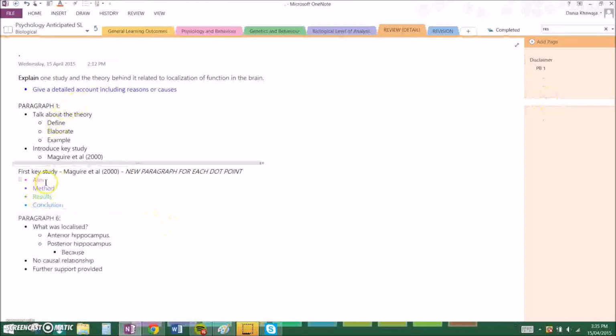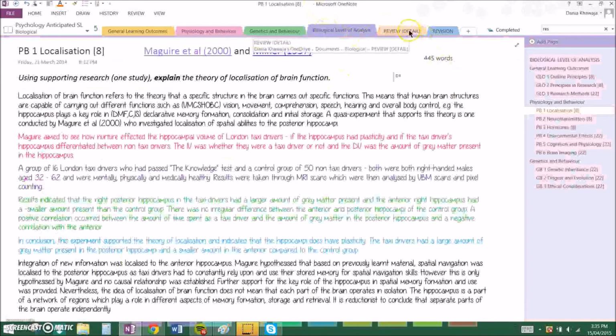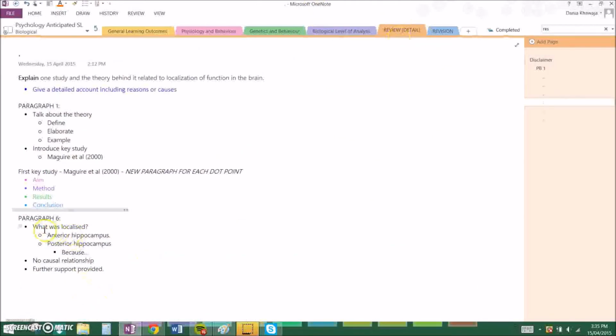Then paragraph 1, 2, 3, 4, 5, and paragraph 6. These are actually very small paragraphs, so it is not going to be a lengthy one. Mine is only 445 words. So I say, what is localized regarding the study? And then I give just another conclusion. It's just a lengthy explanation of the conclusion.